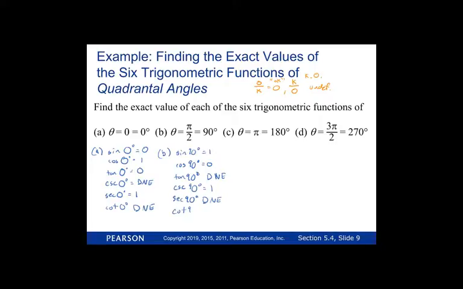And then cotangent is the reciprocal of what? Tan. How do we get that does not exist for tan? So tan of 90 was 1 over 0. So then that means cotan is going to be 0 over some number, which is okay. So that's going to be 0. Okay, so that was B.